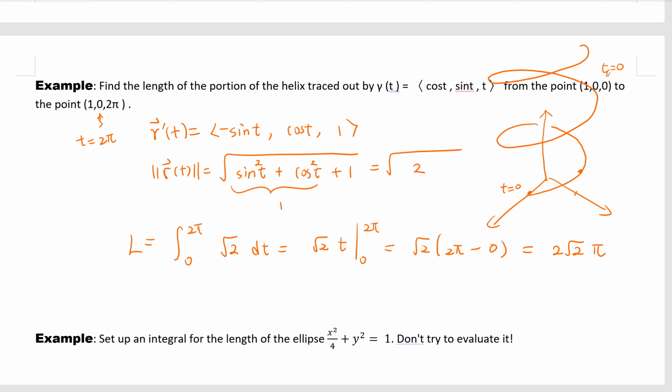So far, so good, everybody? Okay, next, set up an integral for the length of an ellipse. And we don't need to evaluate it.